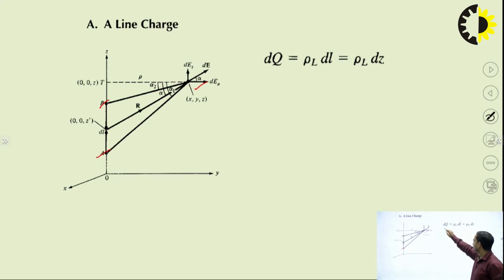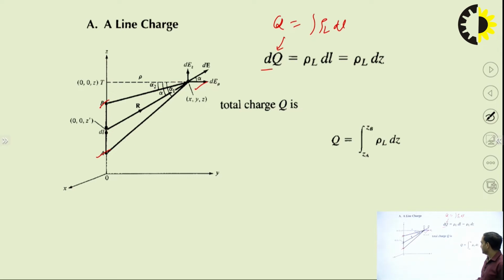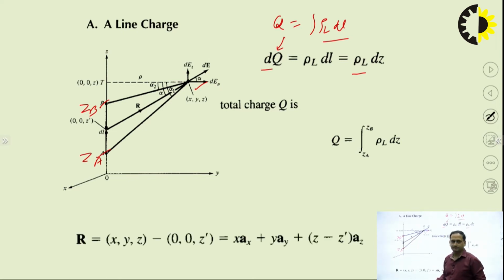So in that dq, as we have just said in the last slide, where we mentioned that q is equal to rho L into dl. So when we take the differentiation of this line, then we will get dq is equal to rho L dl, that is rho L into dz. Okay. So the total charge we can find very easily if we have this as ZA and this is ZB. So when we take this limit from ZA to ZB into rho L into dz, okay, so we can take it here, right? So in this way we can find the total charge present on this line.